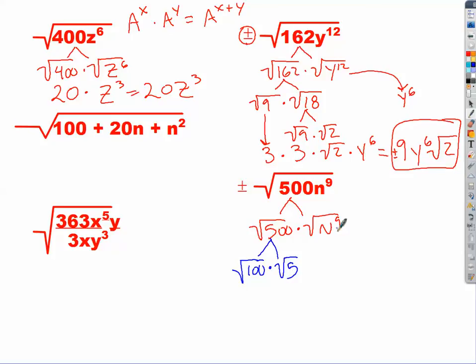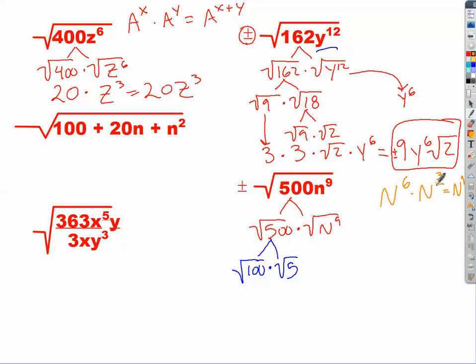Now this is a little tricky. We knew that z to the 6th was a perfect square. We knew that y to the 12th was a perfect square. Is there a perfect square factor for n to the 9th? Let me ask this. Is there a way to say n to the 6th, because we knew that was a perfect square, times n to the something is equal to n to the 9th? What would go in this blank here? 3. Okay, so we could break it apart like that.